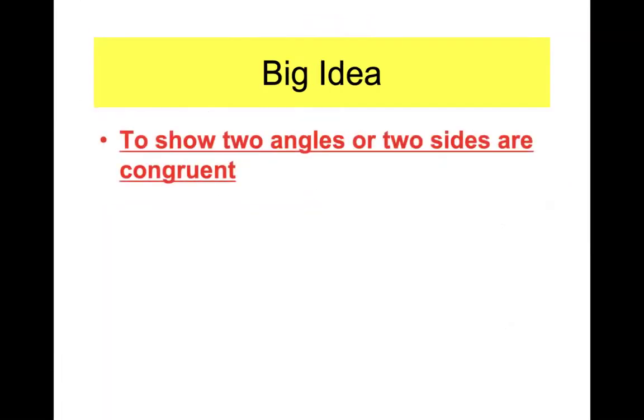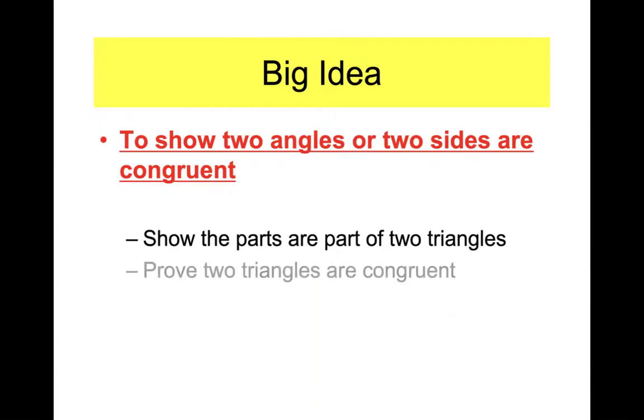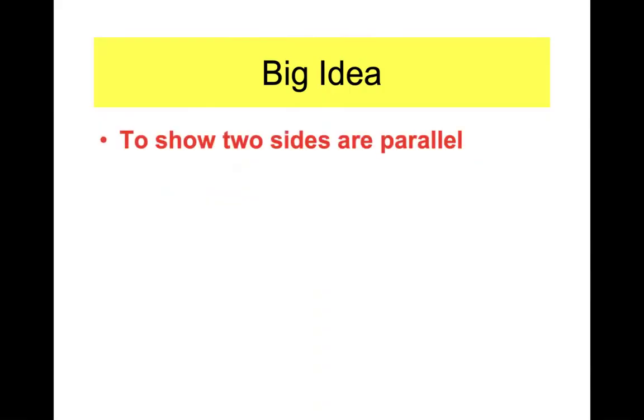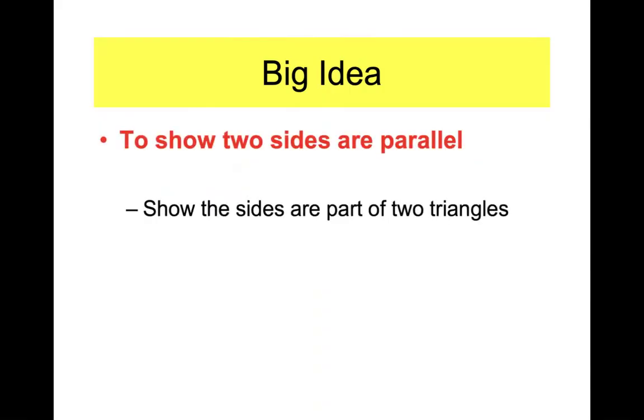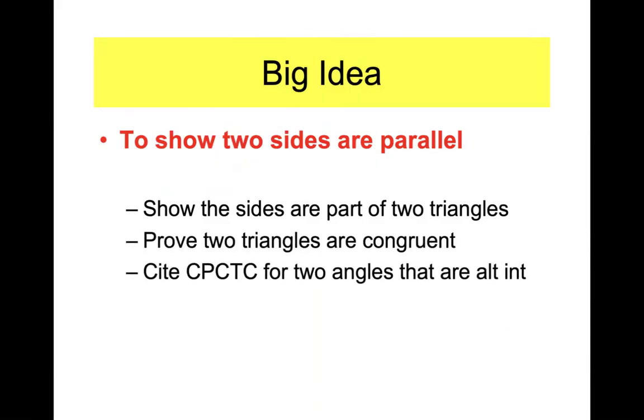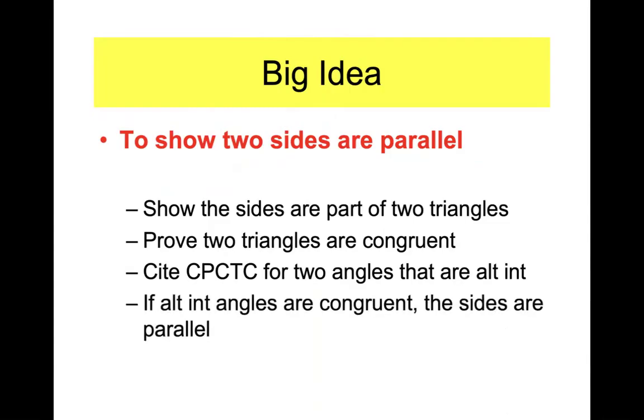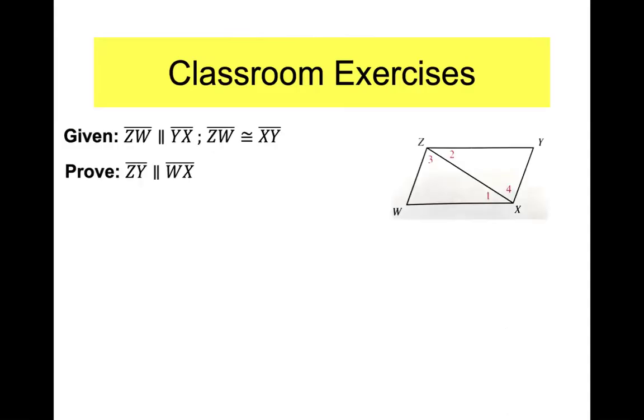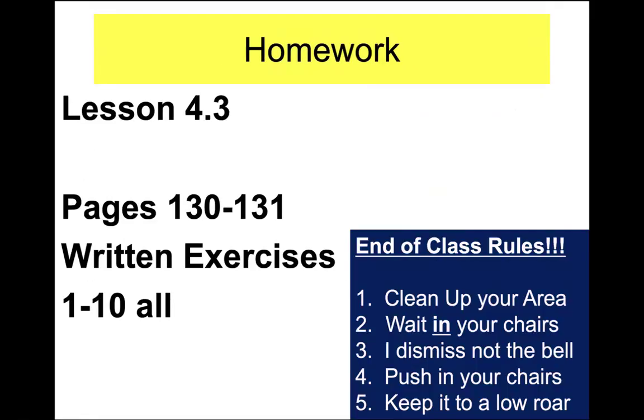Okay, so two big ideas today. To show that two sides or two angles are congruent, show they're part of two different triangles, prove the two triangles are congruent, and then claim the magic word CPCTC. And big idea number two, to show that two sides are parallel, it's going to feel the same, slightly different. Show they're part of two different triangles, prove the triangles are congruent. Now claim CPCTC specifically for two alternate interior angles. And then if alternate interior angles are congruent, then the two sides are parallel. That's how you do every single proof tonight for homework. And that is where we end the class.